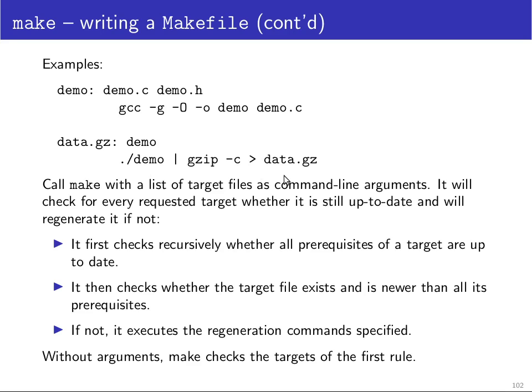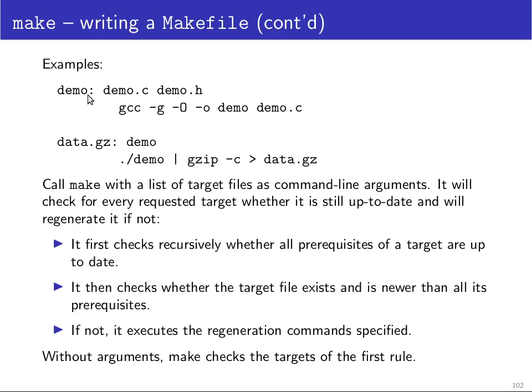Now, what does make do if we call on the command line make space data.gz? It first looks at this rule and it checks, is there already an existing demo file? And it also goes back and checks for this demo file, is this demo file newer than all of its prerequisites? If this file does not exist, or if this file is older than any of its prerequisites, then make first runs this line here in order to update this target.